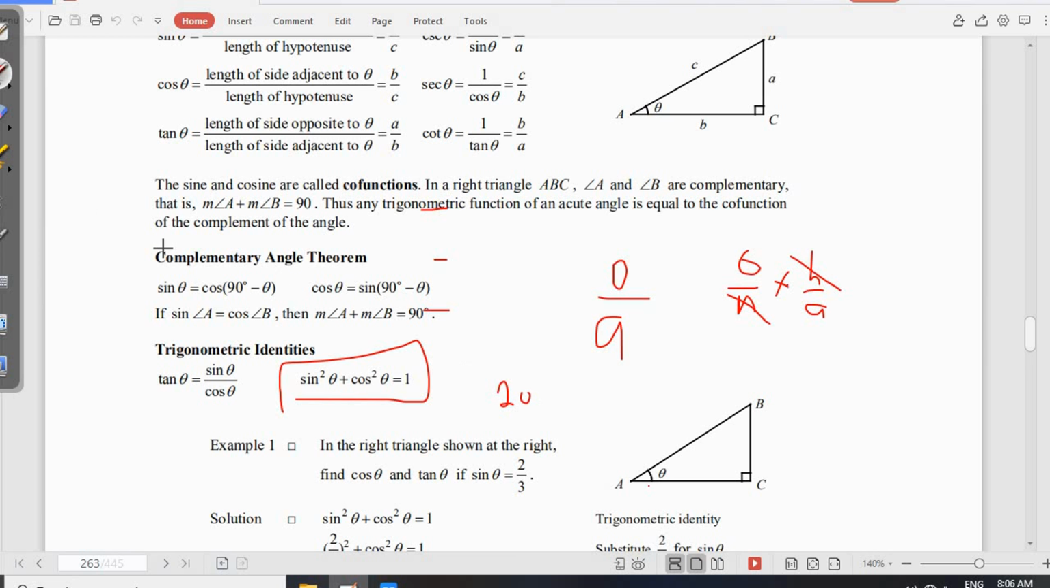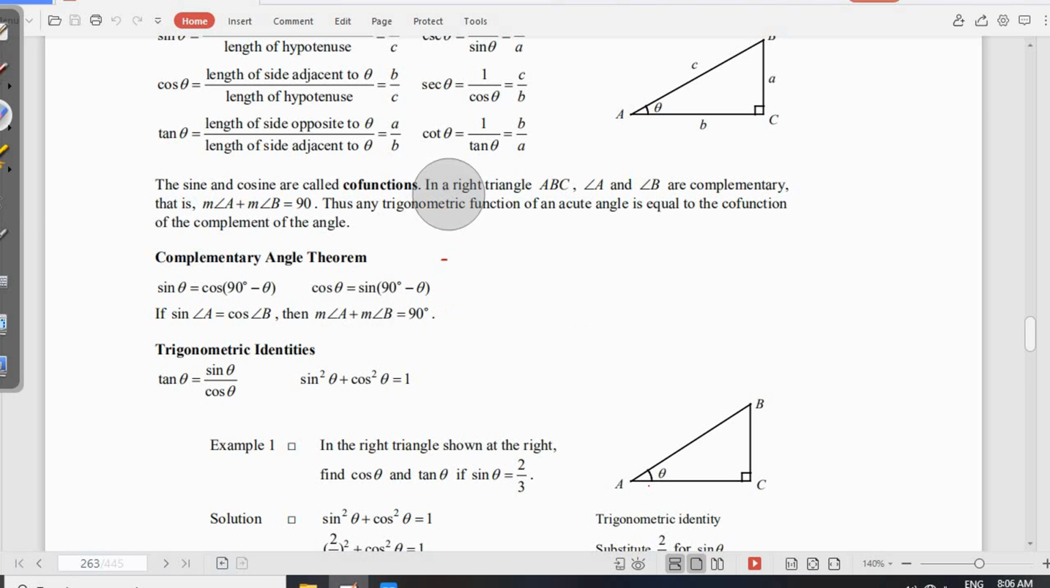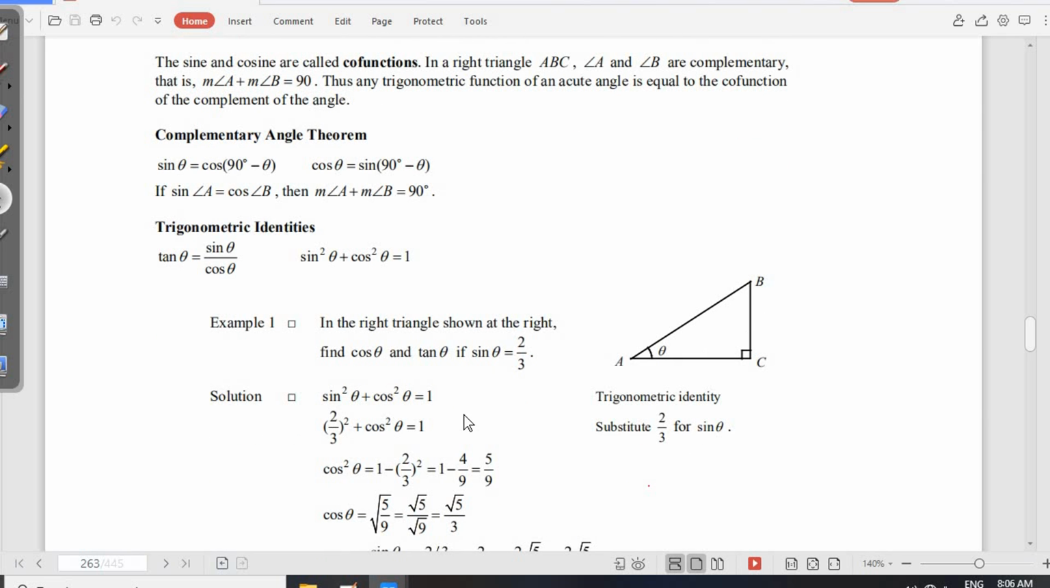That's what I mean by sine squared theta. First get sine 20 and square whatever you get. For instance, look at this. If sine theta is equal to 2 over 3, you now square that, just like what I just mentioned with sine 20: you find it, then you square that.